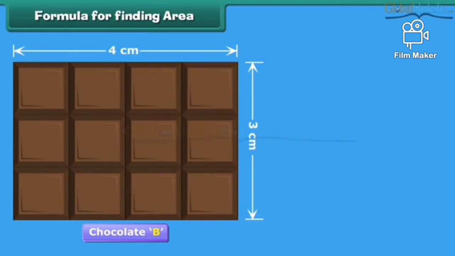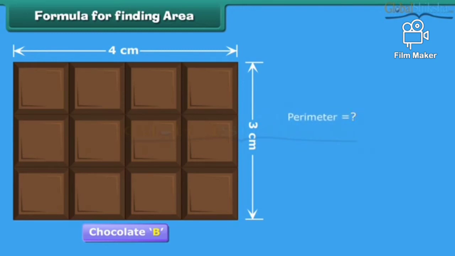Alternatively, we can also calculate the area just by multiplying the number of squares along the length of the chocolate with the number of squares along its width. Thus, area is equal to the length multiplied with the width.